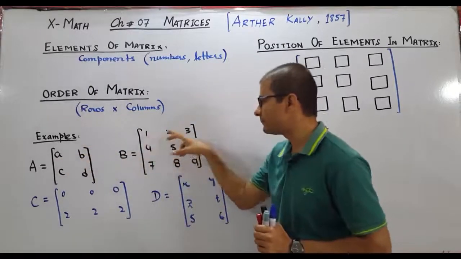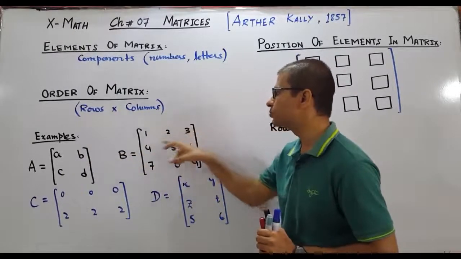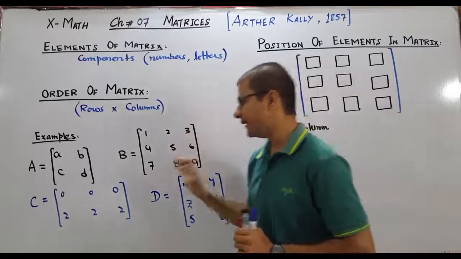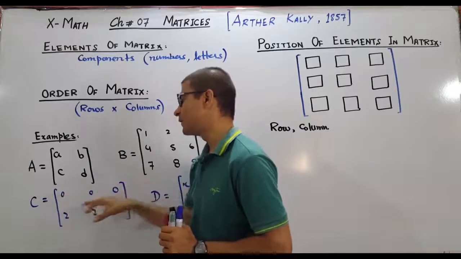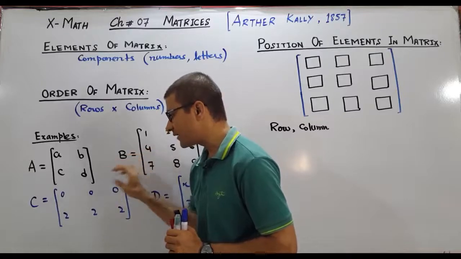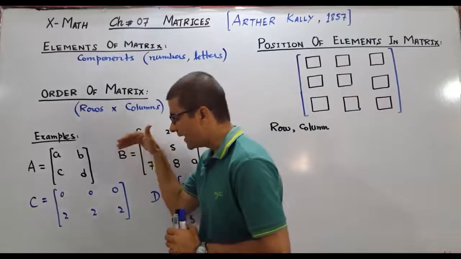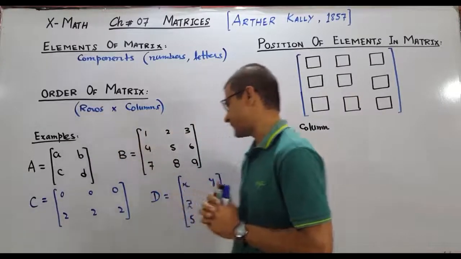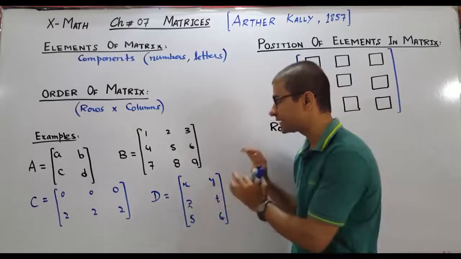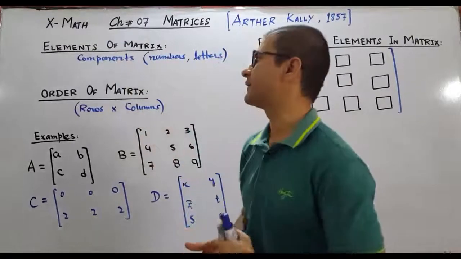In this matrix we have numbers 1 till 9. The elements of matrix B are 1, 2, 3, 4, 5, 6, 7, 8, 9. These are the members of matrix. In this matrix we have 0 and 2. The members of this matrix are 0, 0, 0, 2, 2, 2. In this matrix we have members x, y, z, t, 5, 6. These are the elements of this matrix. Elements means components, members of matrix.